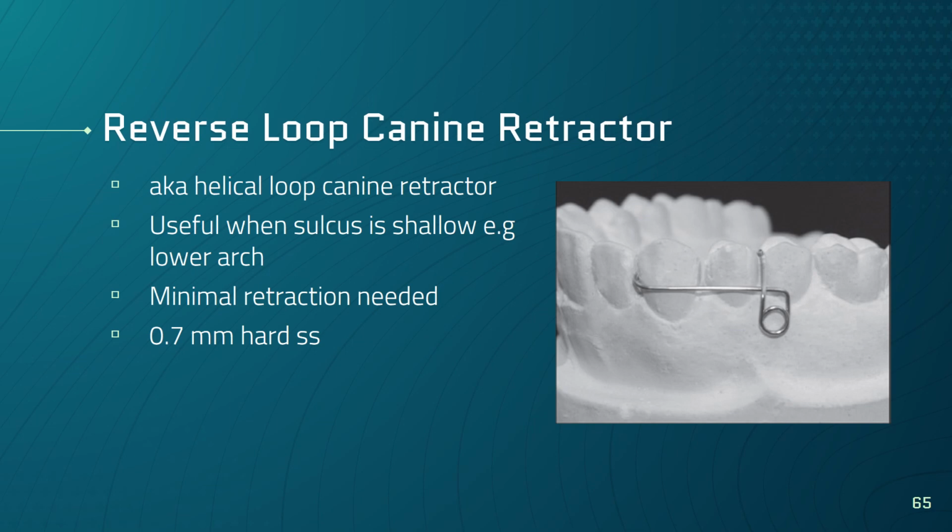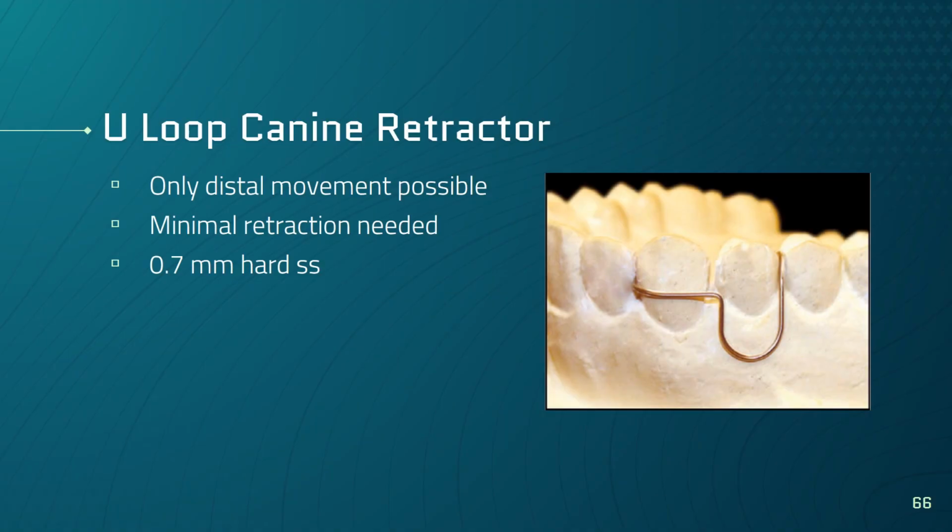Now, the reverse canine retractor. This is also known as the helical loop canine retractor. It's useful when the sulcus is shallow, for example in the lower arch, and when minimal retraction is needed, meaning the tooth movement is mild. It is made from 0.7 millimeter hard stainless steel wire. Now the U-loop canine retractor. For the U-loop canine retractor, only distal movement is possible, and the movement has to be minimal. It's made from 0.7 millimeter hard stainless steel wire.